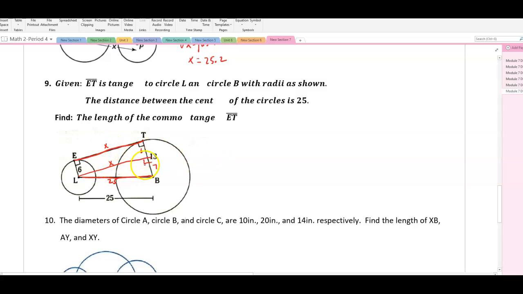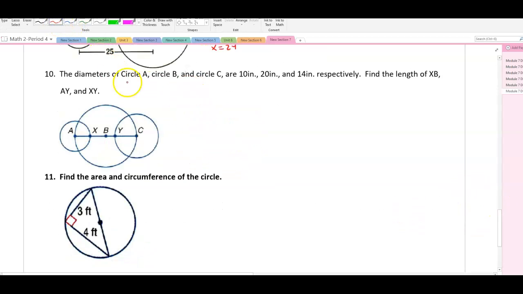And now if I use the Pythagorean theorem, I'm going to call this x. And remember, these pieces are equal, so once I find that, leg squared plus leg squared equals hypotenuse squared. X squared plus 49 equals 625. X squared equals 576. And when I take the square root, x is equal to 24. Okay.